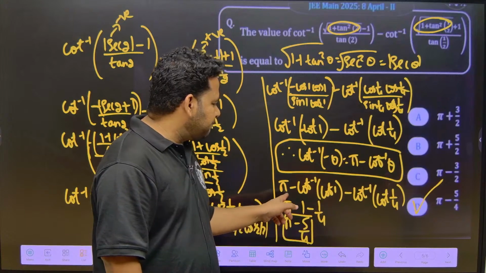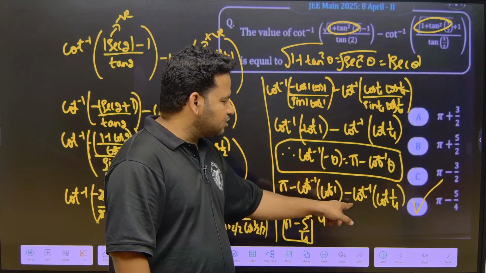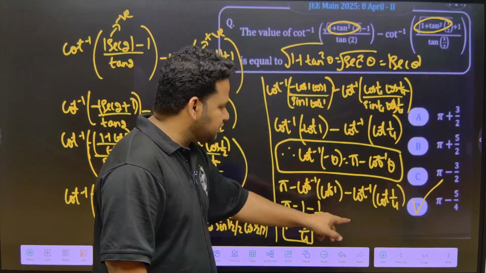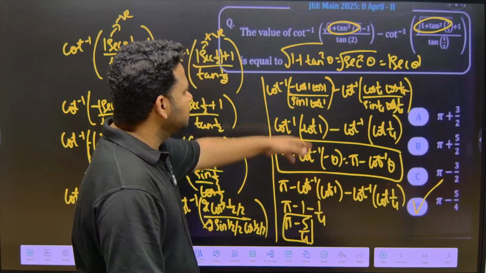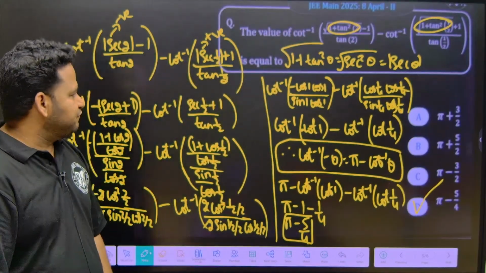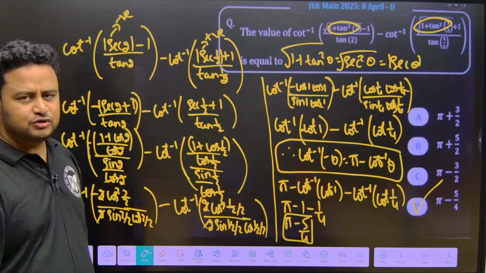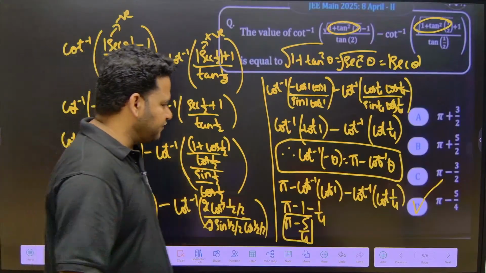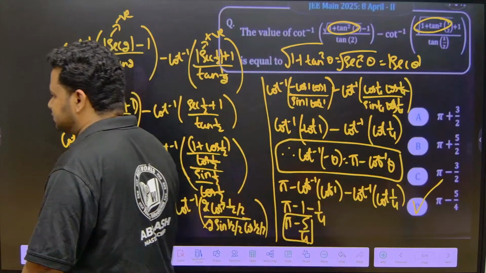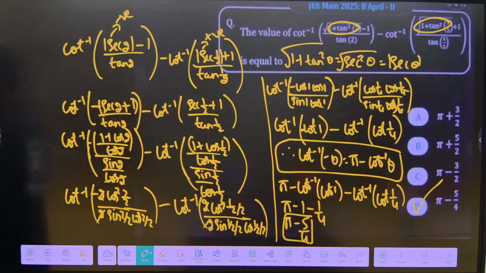So this is what? Pi minus cot inverse of cot 1 minus cot inverse of cot 1 by 4. On simplification we will get it as pi minus 5 by 4. This is 8th April, second shift. Calculatively a little intensive but conceptually simple. Please take a screenshot of this question, friends. Highly useful for you.